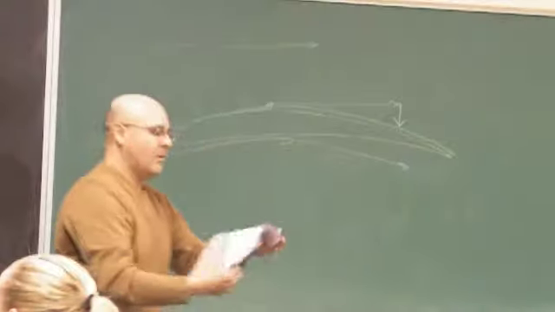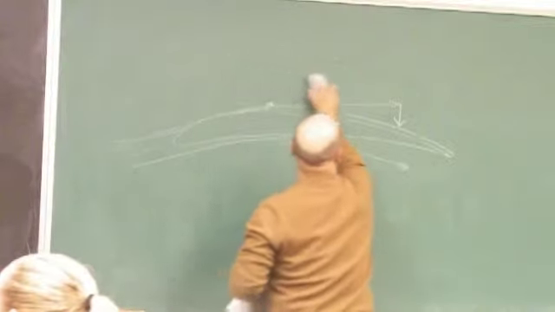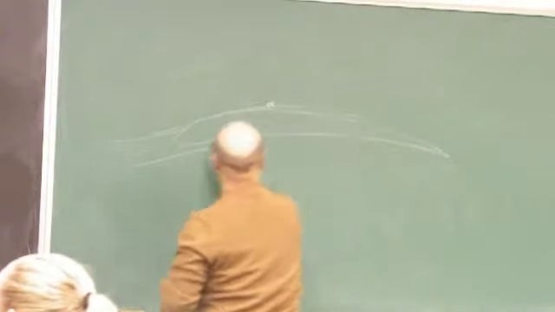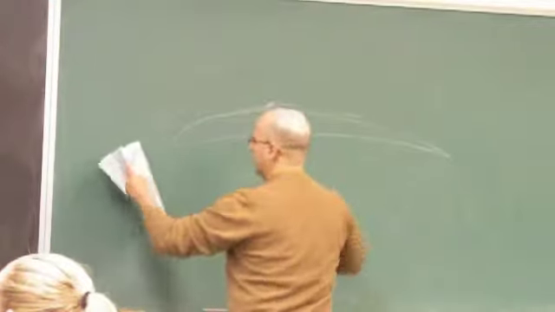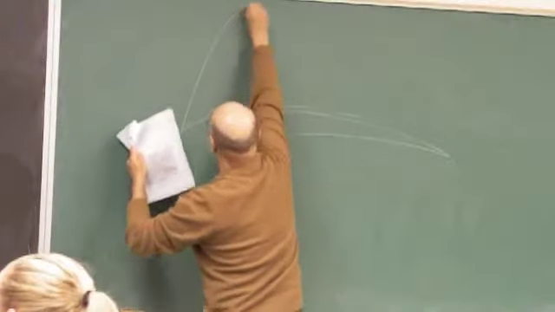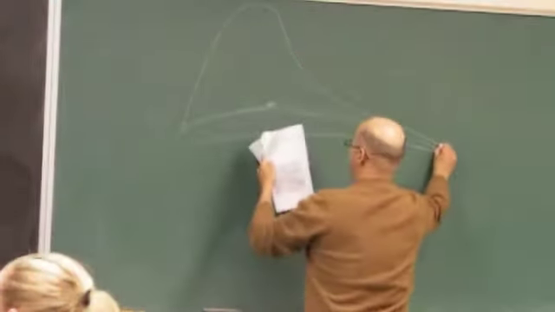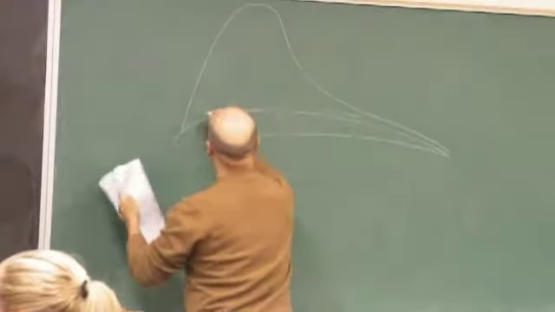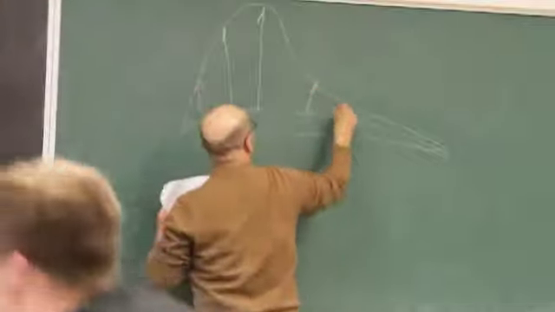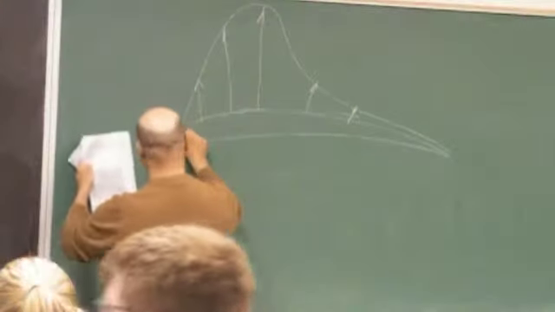So on the overhead, there's a picture of what a pressure distribution might look like. It looks like a dinosaur in a sense.